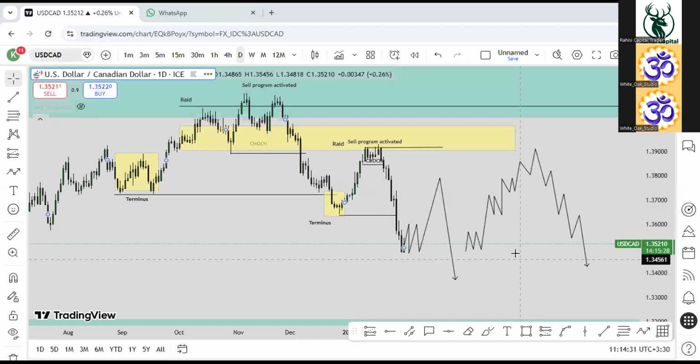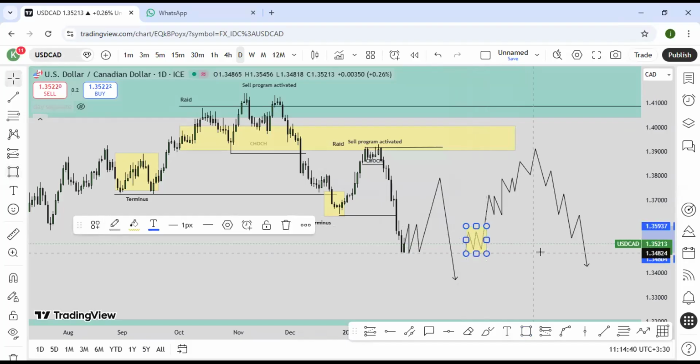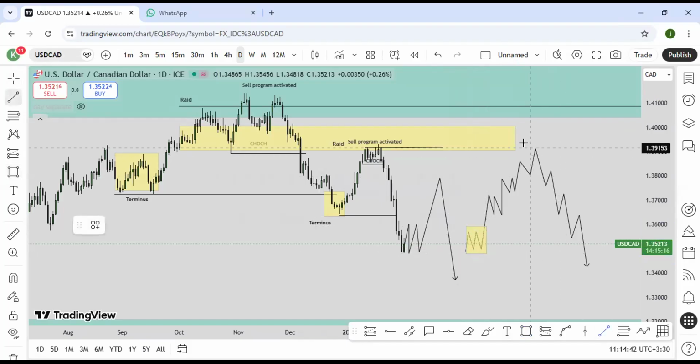I was still showing you how it happened. So this is a market maker sell model. We are having our original consolidation here. Then price comes inside this fair value gap with a rail here.